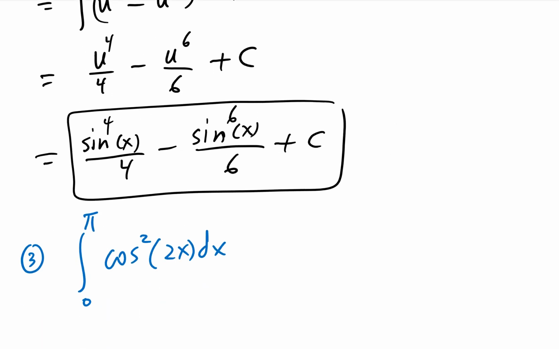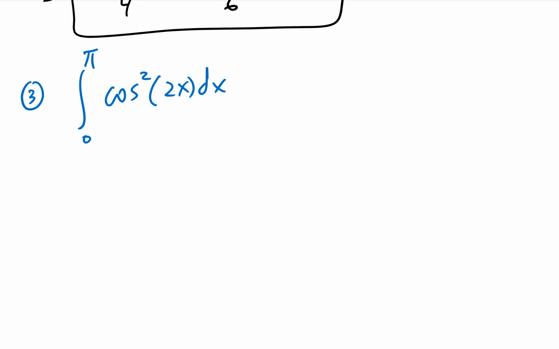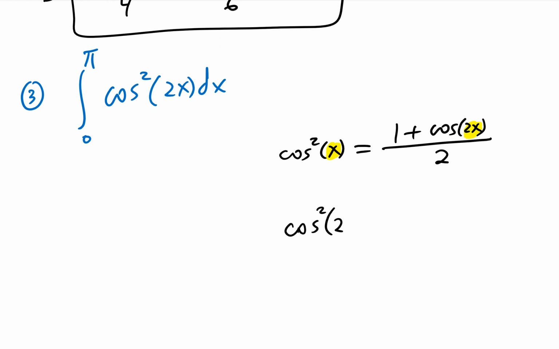Number 3 says the integral of cosine squared 2x dx from 0 to pi. So how do we do this? We start with recalling the formula for cosine squared x. It's (1 plus cosine 2x) divided by 2. But the question said cosine squared 2x. So we can multiply the angles that I'm highlighting now with 2 to get cosine squared 2x equals (1 plus cosine 4x) divided by 2.